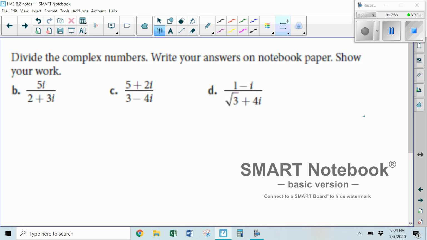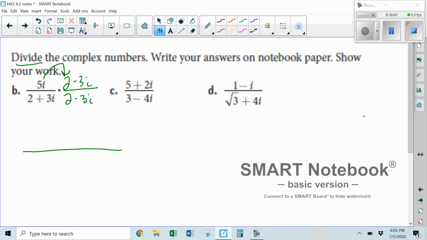The way you divide is quite a bit different than how you add, subtract, or multiply. What you want to do is multiply by the complex conjugate of the denominator. So the denominator is 2 plus 3i. Complex conjugate is 2 minus 3i. Now, if we do it to the top, we've got to do it to the bottom to keep it still giving you the same problem. So step 1, multiply by the complex conjugate of the denominator. What will that do? Let's simplify the top.